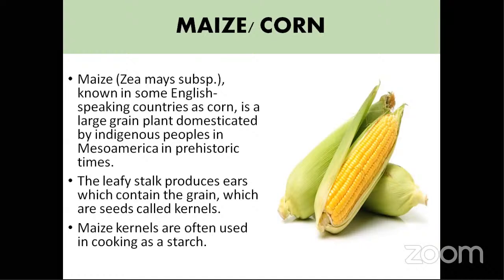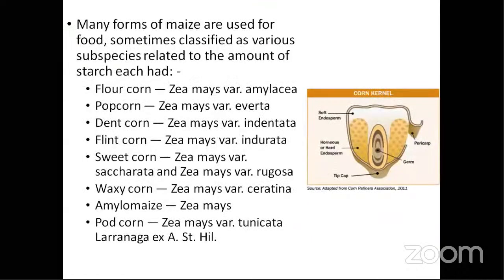And basically the seeds are known by the name kernels, and kernels are used for preparing corn starch also. They may be consumed as such, like bhutta which we consume, that is the maize. So this maize has been classified into various subspecies, like flour corn, popcorn, dent corn, flint corn, sweet corn, waxy corn, amylomaize, pod corn. So there are different types of corns.